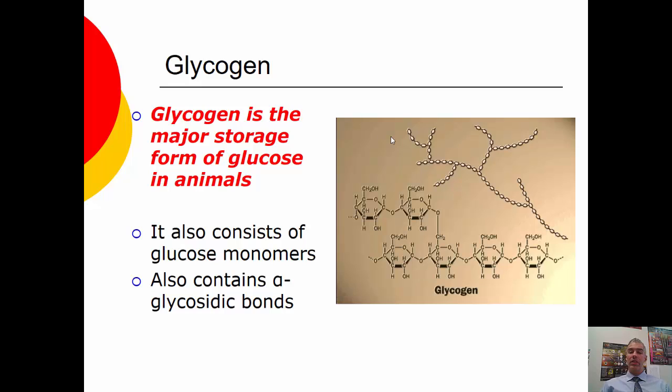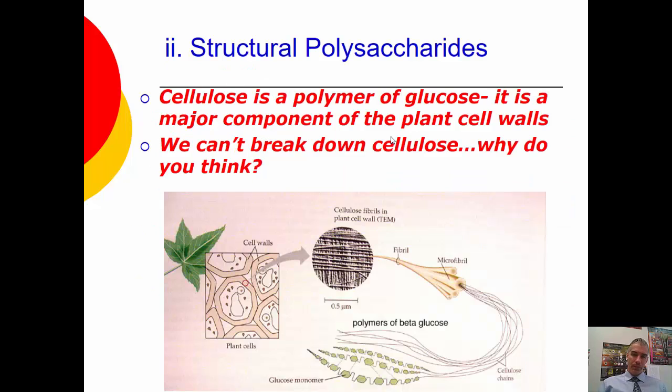Glycogen, it's very similar, except we use it as a storage molecule of sugar in our bodies, in our muscles, for example. It's a little bit more branched than starch is, but it's still all alpha-glycosidic bonds, so our body can easily break it down into its component parts in our muscles when we need to use glucose for fuel.